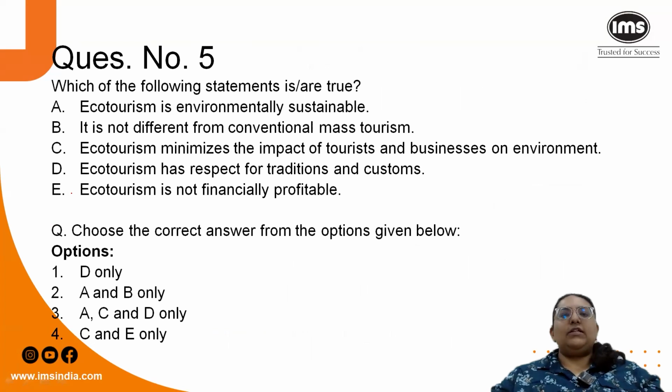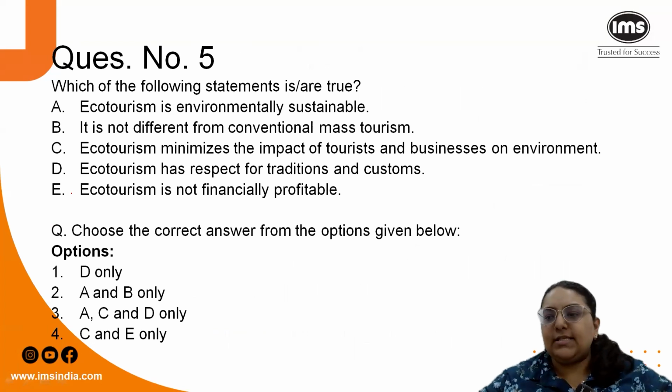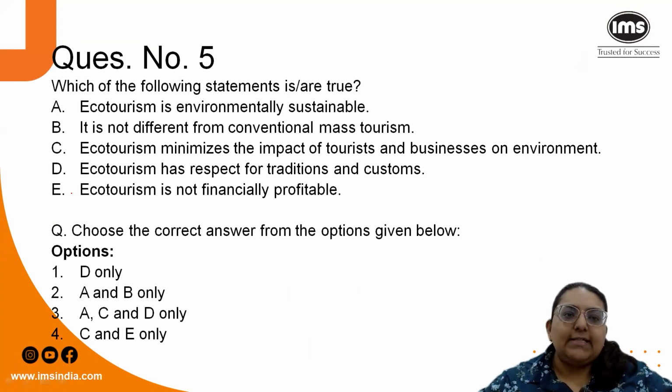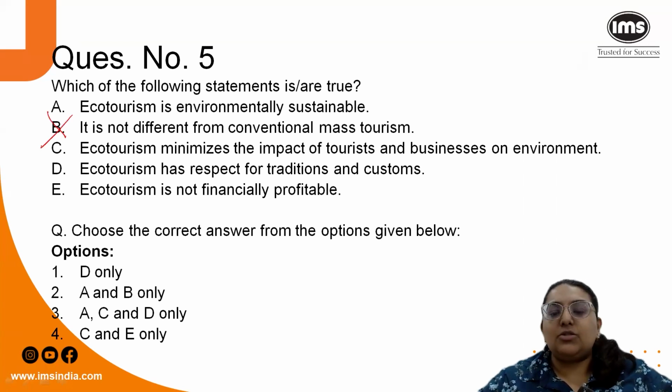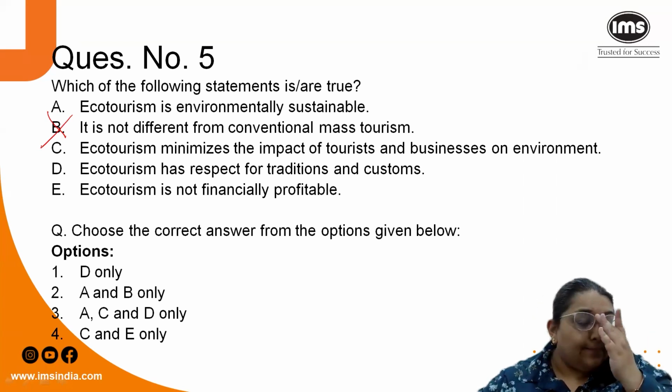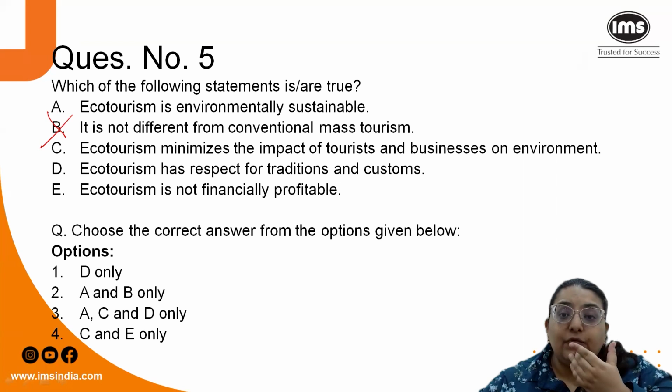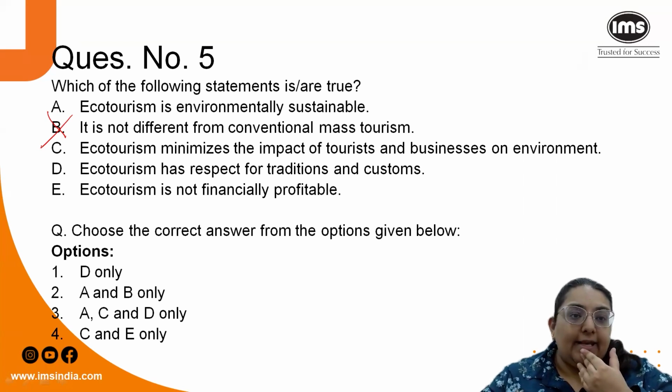And finally, which of the following statements is or are true? In this, you will require a general understanding of the complete passage, and with the help of that, you'll be able to answer the question. A says ecotourism is environmentally sustainable. Yes. It is not different from conventional. No, actually, it is different from conventional. Ecotourism is not like conventional tourism. In conventional tourism, we don't care about the environment. Ecotourism minimizes the impact of tourists and businesses on the environment. Yes. Ecotourism has respect for traditions and customs. Yes. It is not profitable.